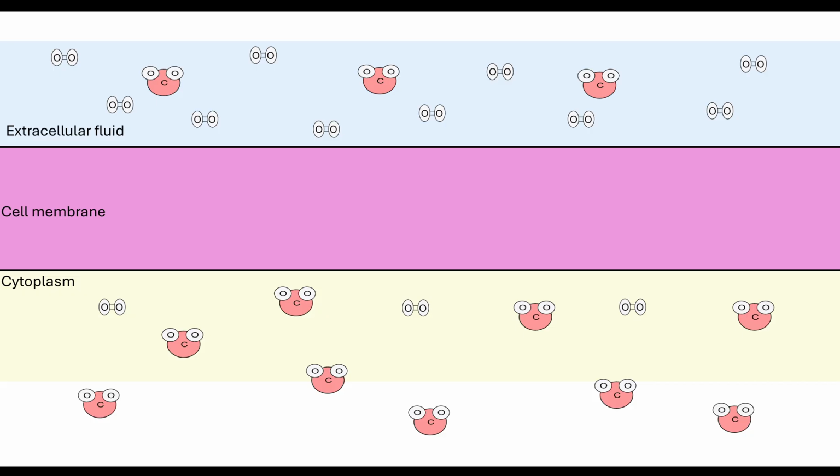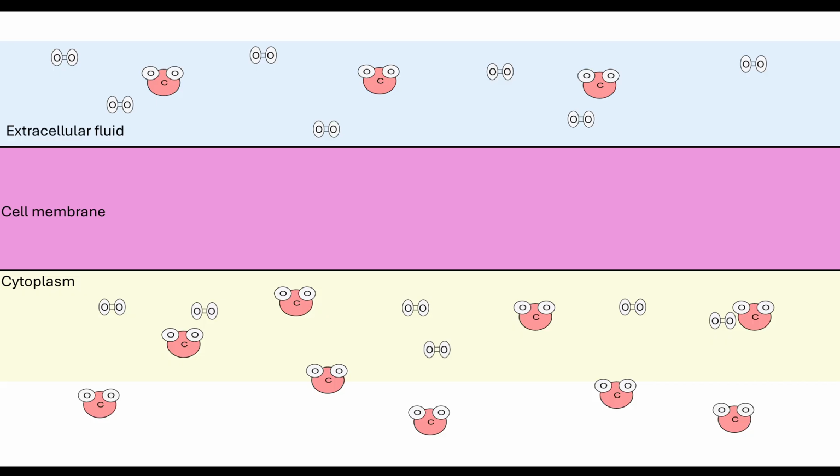I have oxygen molecules and I have carbon dioxide molecules. And if they're giving you a question, you need to count the number which are on either side. So we're going to start with oxygen. And I can clearly see that I have 10 oxygen molecules in my extracellular fluid and only 3 in my cytoplasm. Therefore, oxygen is going to diffuse from where there's more of it to where there's less of it.